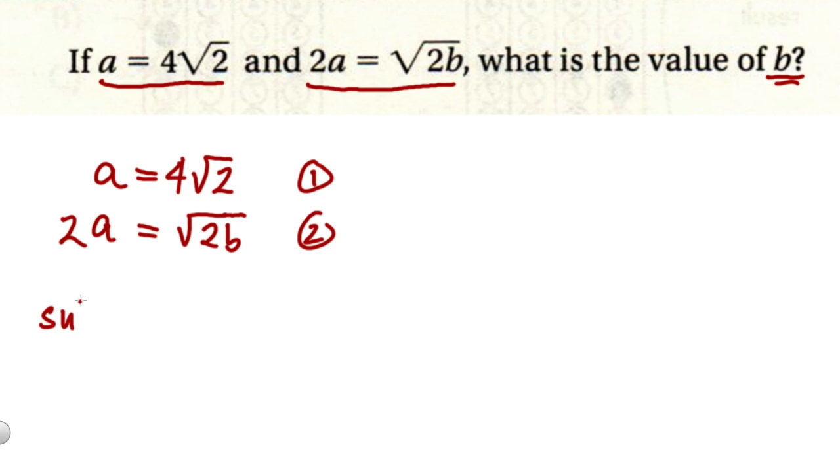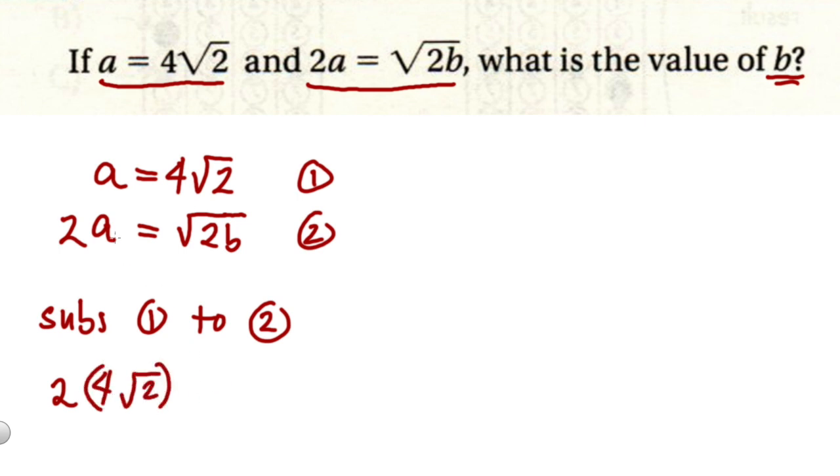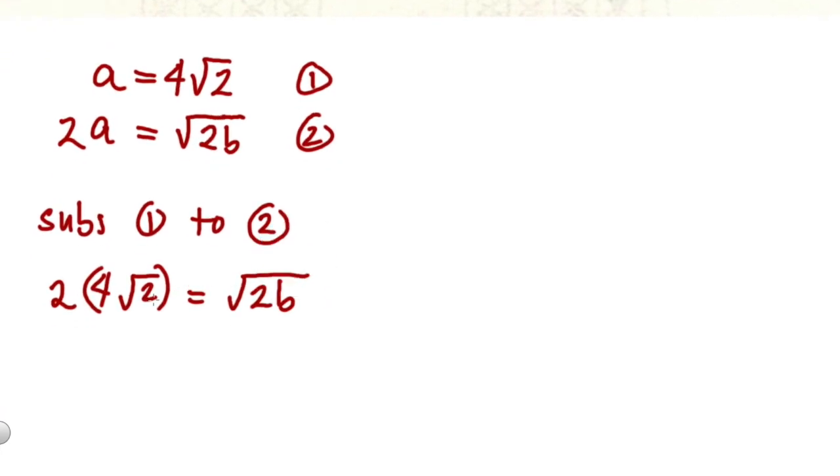So substituting equation 1 into equation 2, we have 2 times a. Instead of writing a, we are going to write what a is equal to. 2 times 4 square root of 2 is equal to square root of 2b. Now we have this equation, and we have already eliminated the variable a, and we only have b here, so we need to find the value of b. From here, we can now solve for b by simplifying this equation.